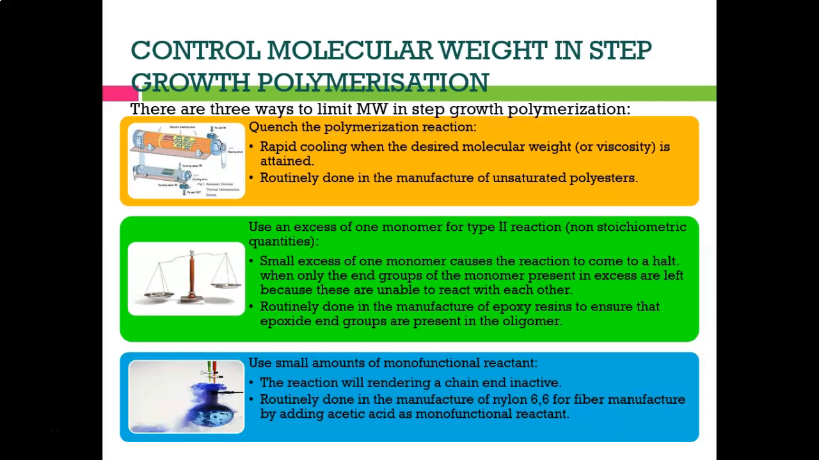The second one, we can use an excess of one monomer for type 2 reaction, which is non-stoichiometric quantities. Let me recall what type 2 reaction is. Type 2 means that we use a bifunctional monomer, where a monomer contains two functionalities. We just use a small excess of one monomer, which causes the reaction to come to a halt when only the end groups of the monomer present in excess are left, because these are unable to react with each other. When the excess monomer is used up, no reaction can proceed.